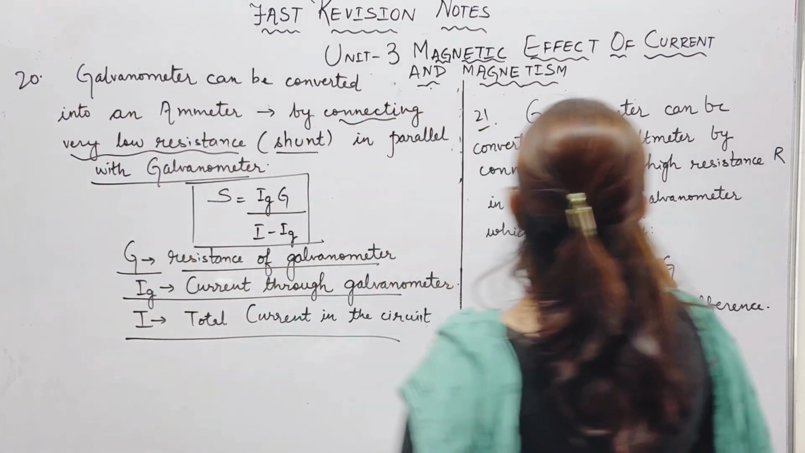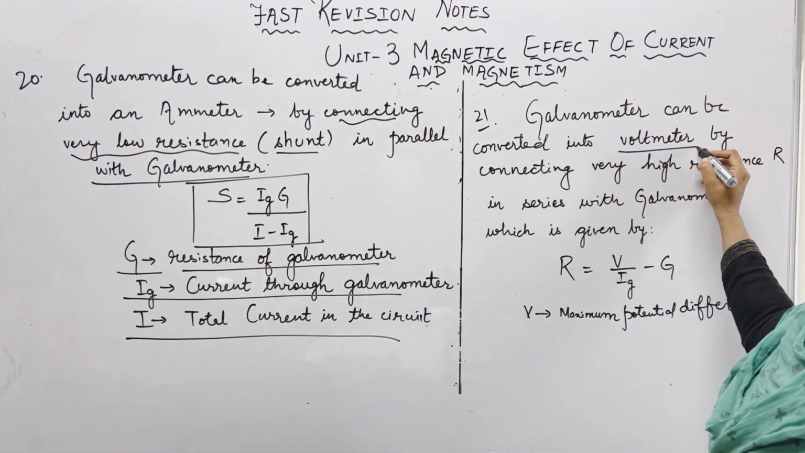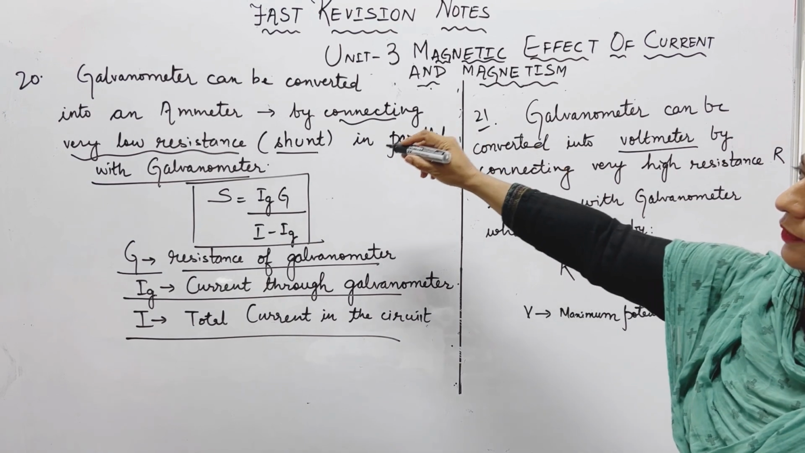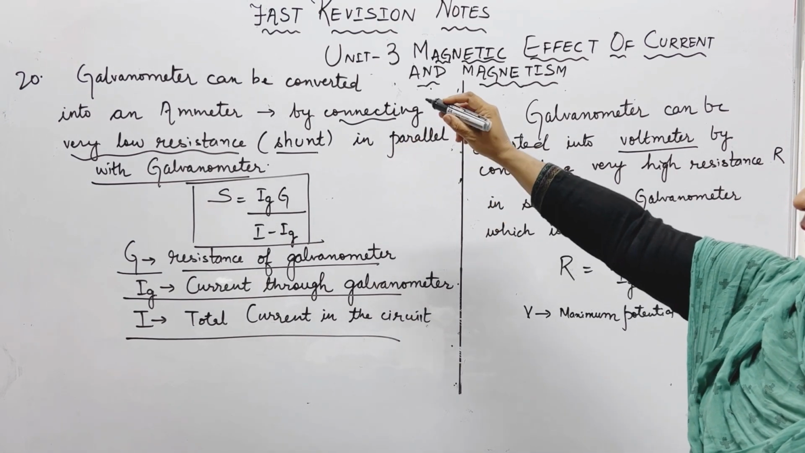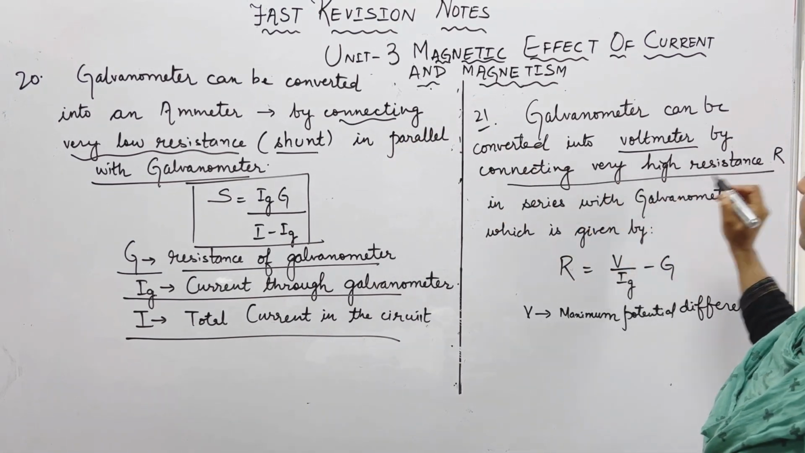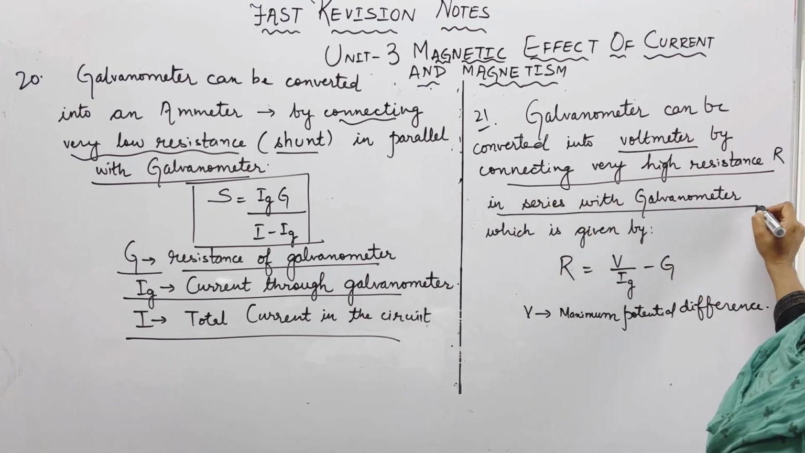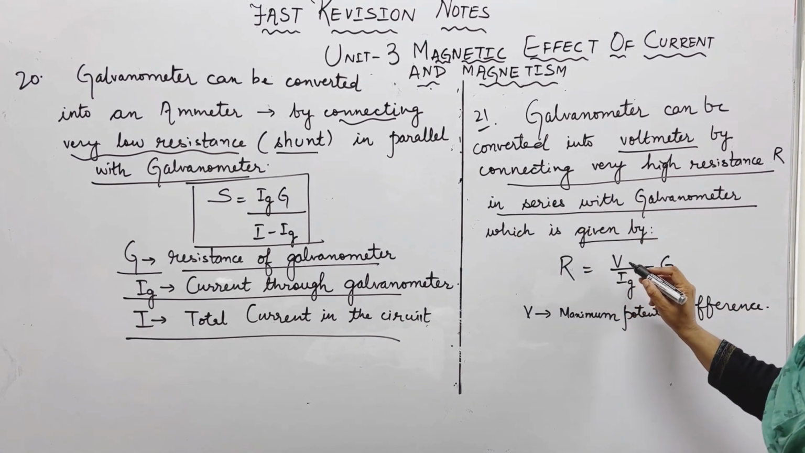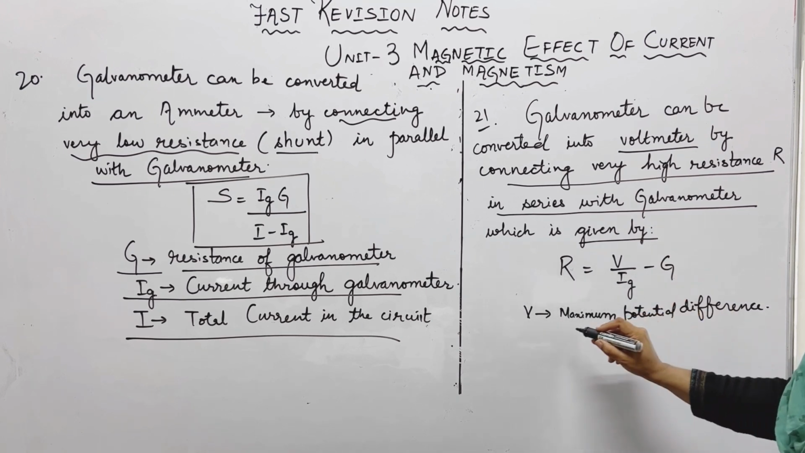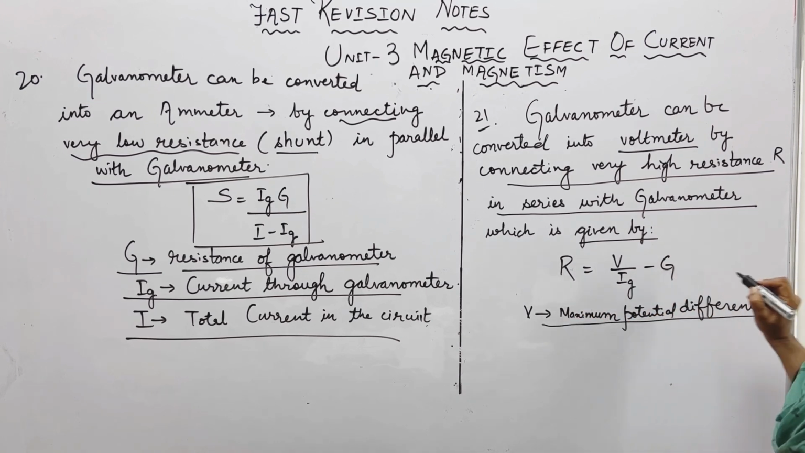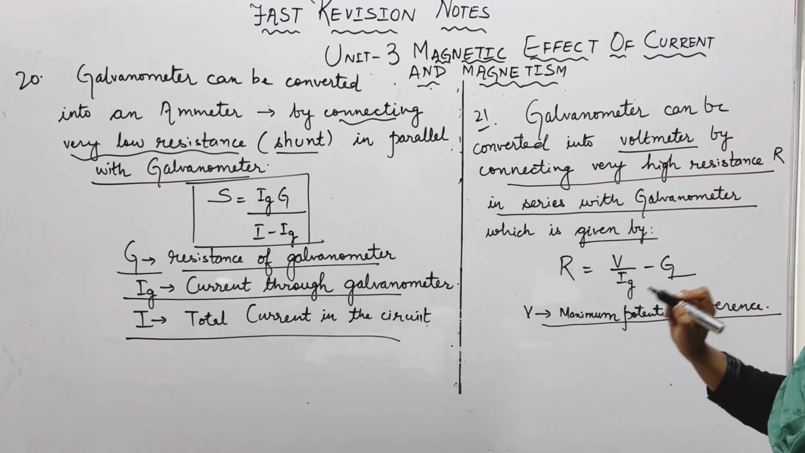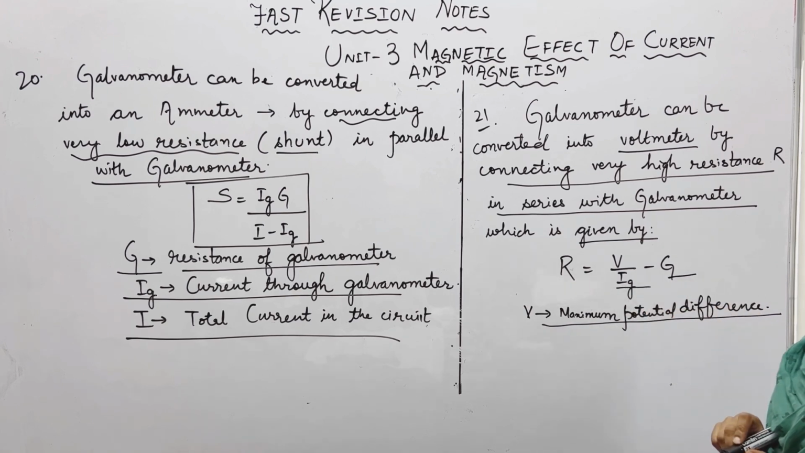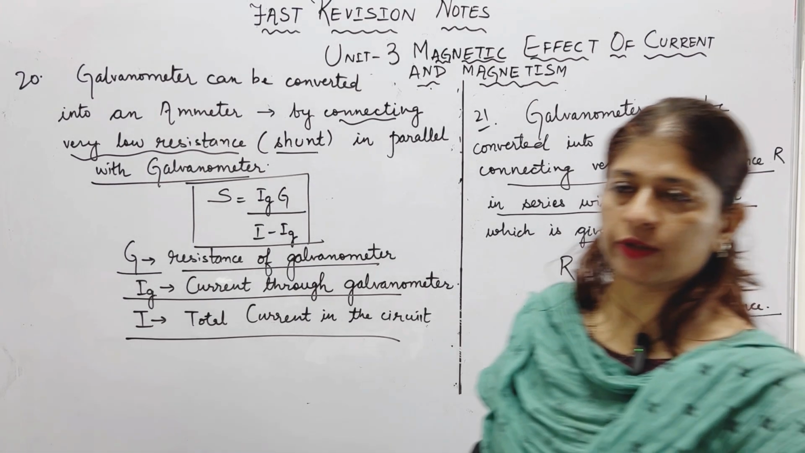The galvanometer can also be converted into a voltmeter. Here, whereas a low resistance is connected for the ammeter, a high resistance is connected in series with the galvanometer, which is given by R equal to V upon Ig minus G, where V is the maximum potential difference, G is the resistance of the galvanometer, and Ig is the current flowing through the galvanometer.